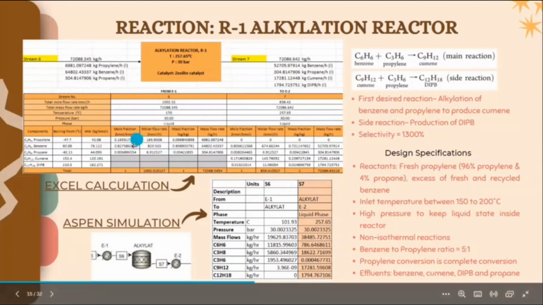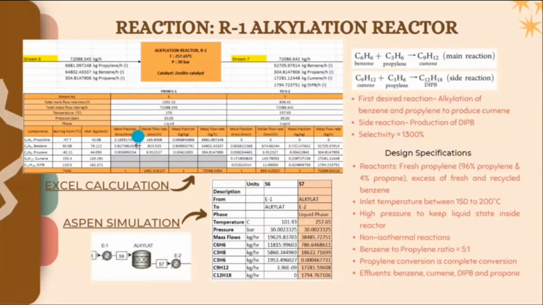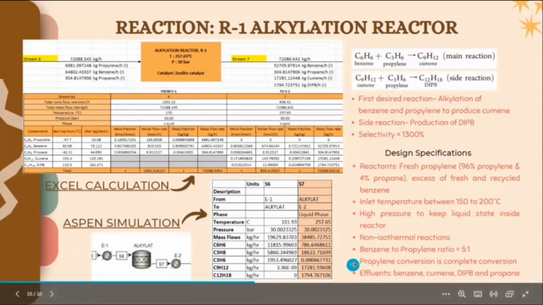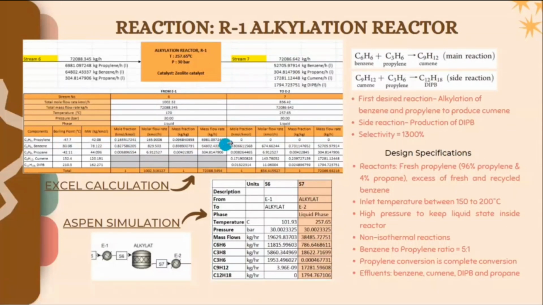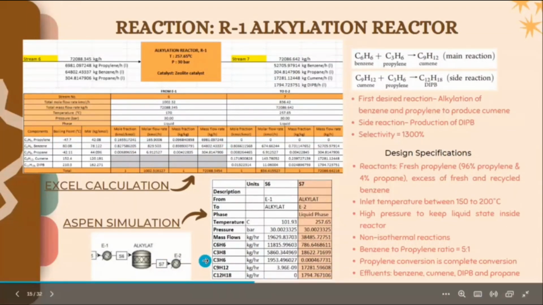As you can see in the inlet of the Excel calculation, the mole fraction has been calculated with this 5:1 ratio because we have a benzene recycle stream going to the reactor. The propylene conversion is complete. As you can see for the Excel calculation, the outlet propylene is 0, while Aspen is nearly 0 propylene. The effluent mainly contains benzene, CUMENE, DIPB, and propane.